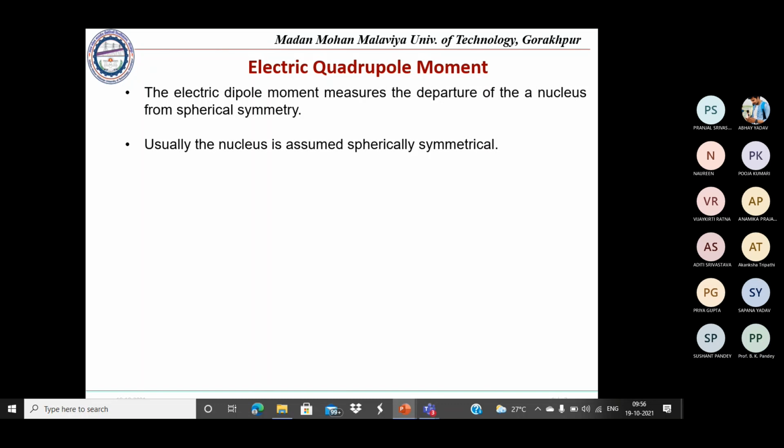So usually the nucleus is assumed spherically symmetric. What we have already discussed, but it is not always necessary to make this assumption. Strictly, it is not followed. Maybe in such a situation, departure is there.